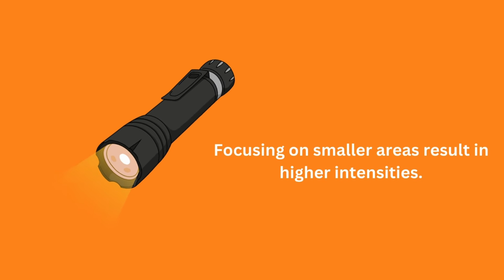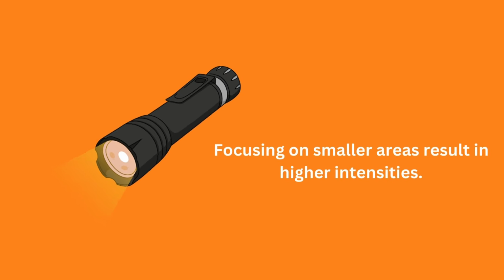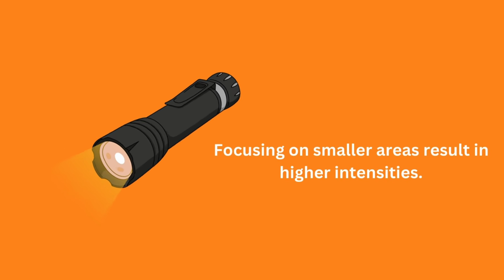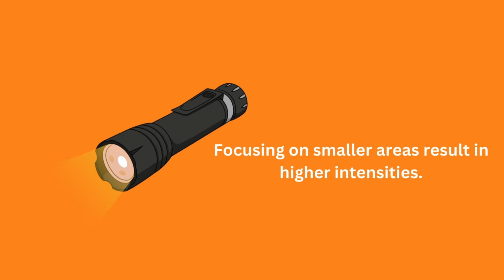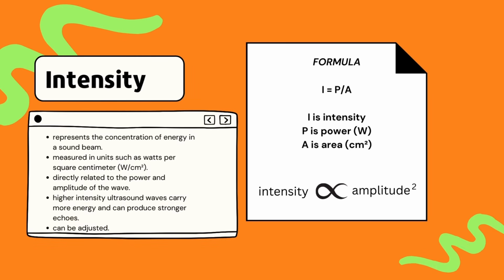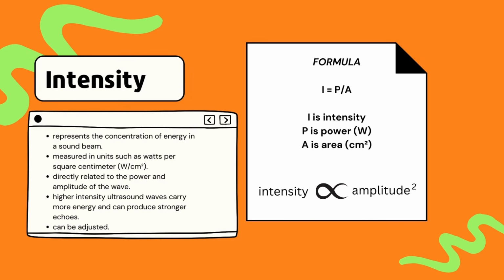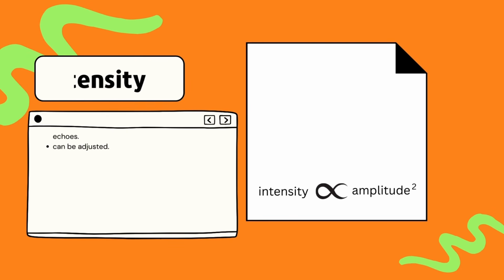However, controlling intensity is crucial in diagnostic imaging. High intensities can result in tissue heating, which can produce harmful effects, and we need to be mindful of this. We will explore intensities and bioeffects in depth in a later video. Another important thing to note about intensity is that just like power, it is directly proportional to the square of the amplitude. So let's say that the amplitude increased by a factor of 3, the intensity would actually increase by a factor of 9. So remember, both power and intensity are directly proportional to the amplitude squared.